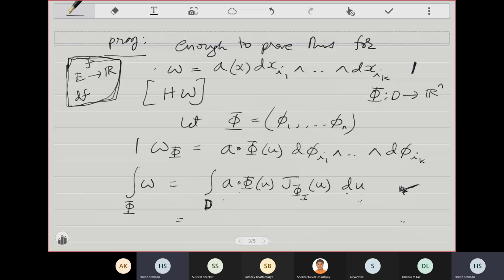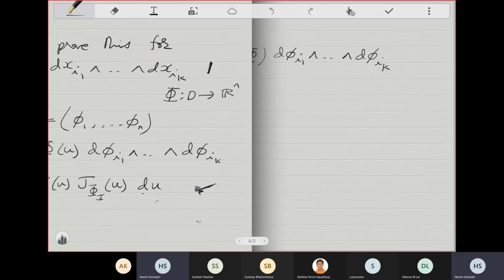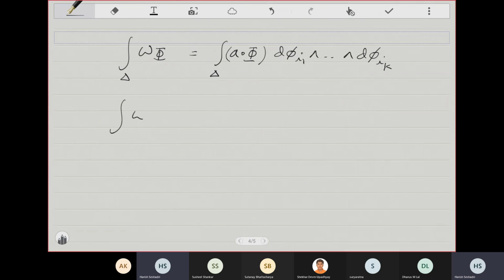How do I do that? Well, this is easy because actually I should have started with this one as the second one. So let me just write this again. Omega over phi is the integral over D of A of phi of u times the Jacobian phi I of u and then du.